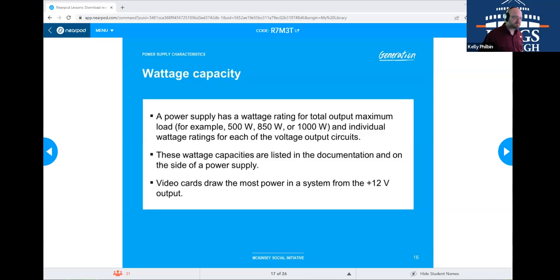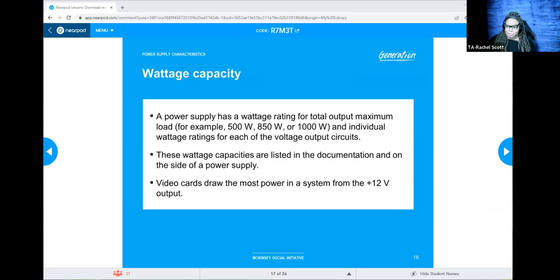You are live. So now we're going to talk about wattage capacity. And what I'd like is to get some class participation and have a volunteer come on mic to read the first bullet point.